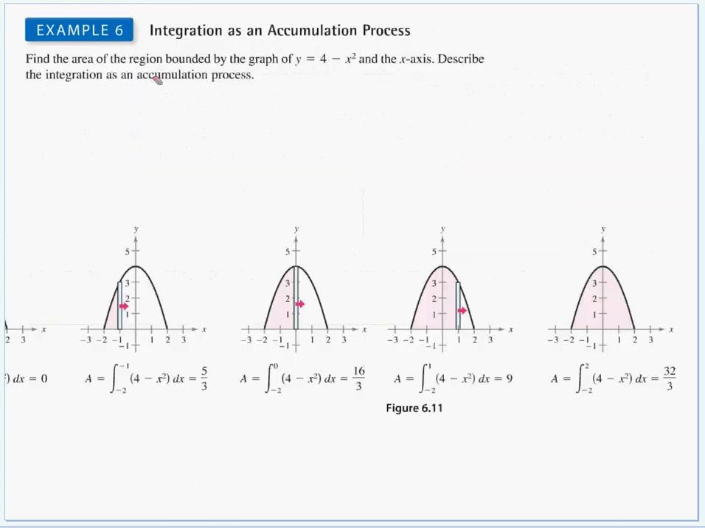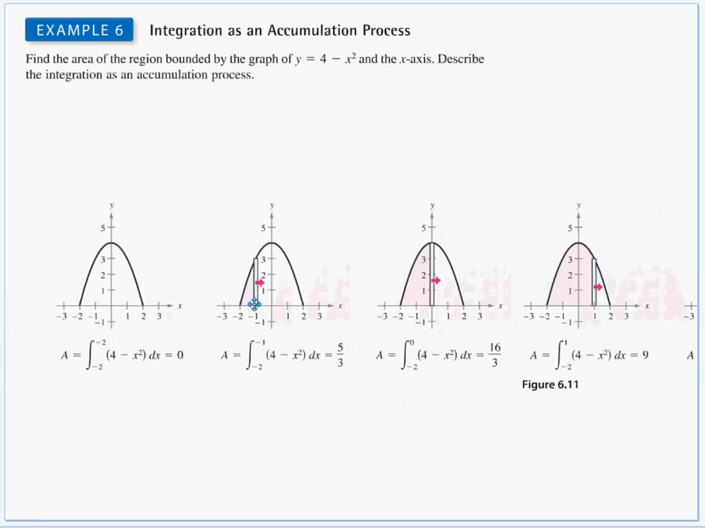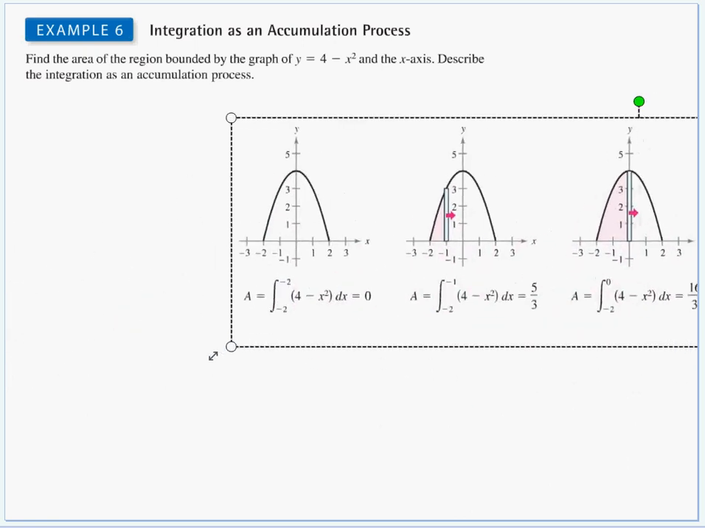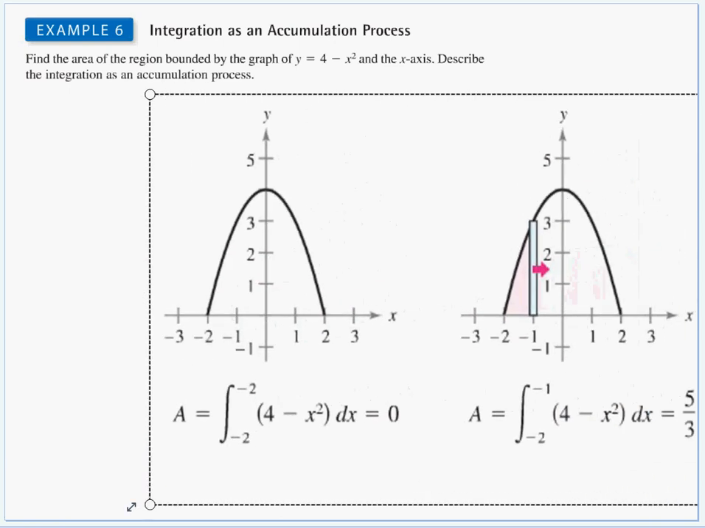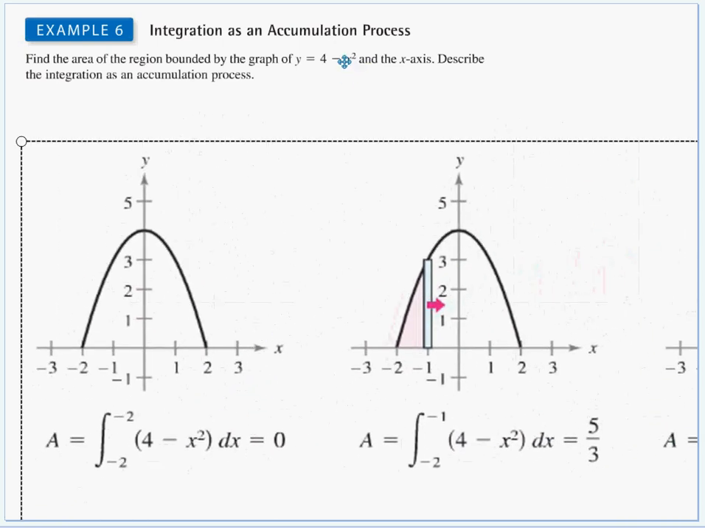So find the area of the region bounded by the graph of 4 minus x squared and the x-axis. Describe this as an accumulation process. So I guess if we just go by the pictures here at the bottom, there's nothing really much to write down here. Okay, so we've got 4 minus x squared. That's our parabola opening down. We hit it at positive and negative 2 on the x-axis.